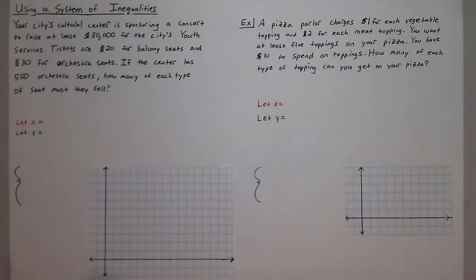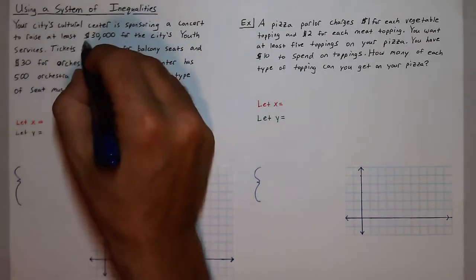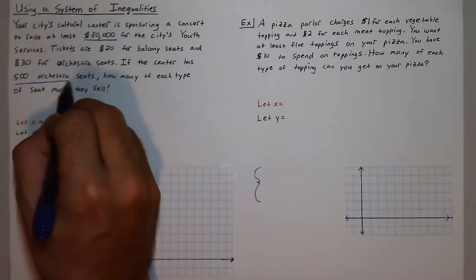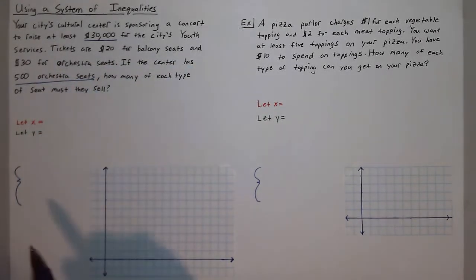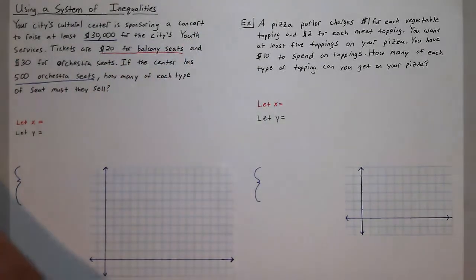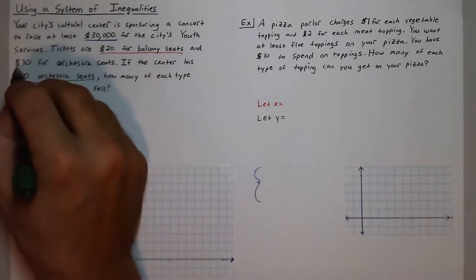So first, let's break down this problem. We know that we need to raise at least $30,000, and we have a maximum of 500 orchestra seats that we can sell with a seemingly unlimited amount of balcony seats. Now, looking more closely at the problem, I see that each balcony seat is $20, and each orchestra seat is $30.